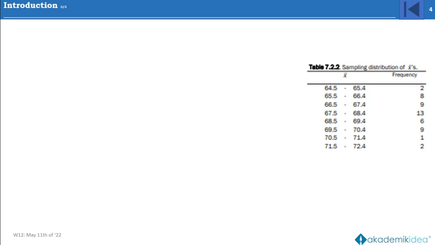Corresponding to the experimental sampling distribution of the 50 means shown above, we might now ask, what is the probability of obtaining a mean which lies between, say, 67.5 and 68.4? What is the probability of obtaining a mean which lies between 68.5 and 69.4? What is the probability of obtaining a mean between 66.5 and 67.4, and so forth?